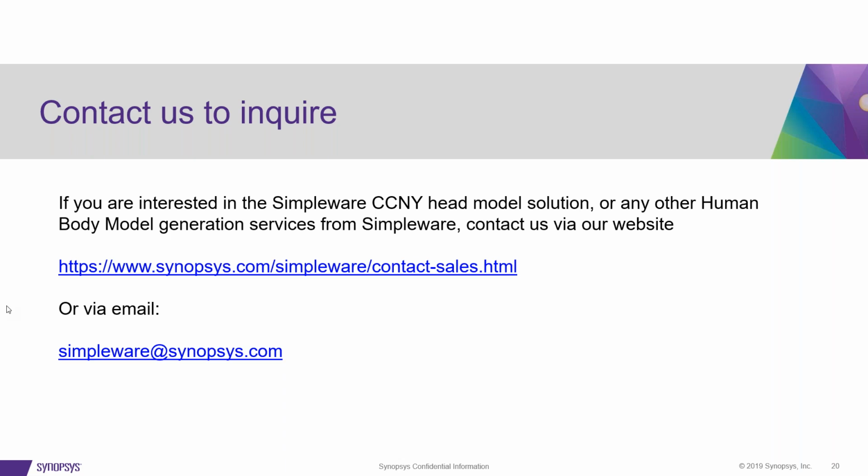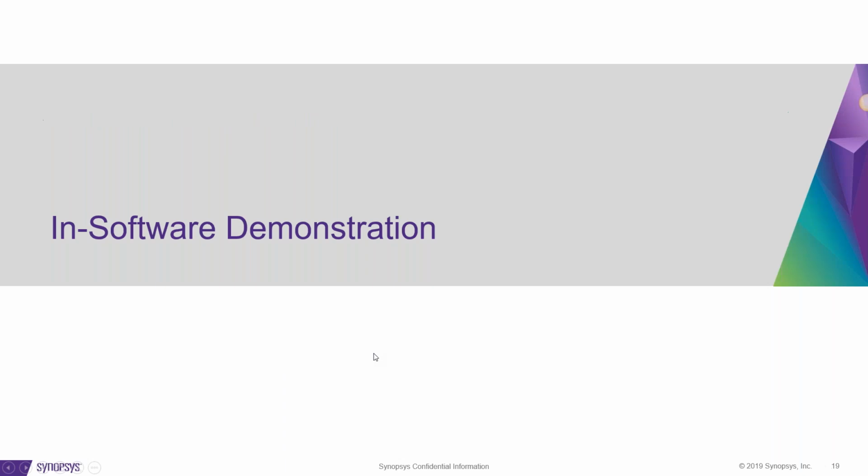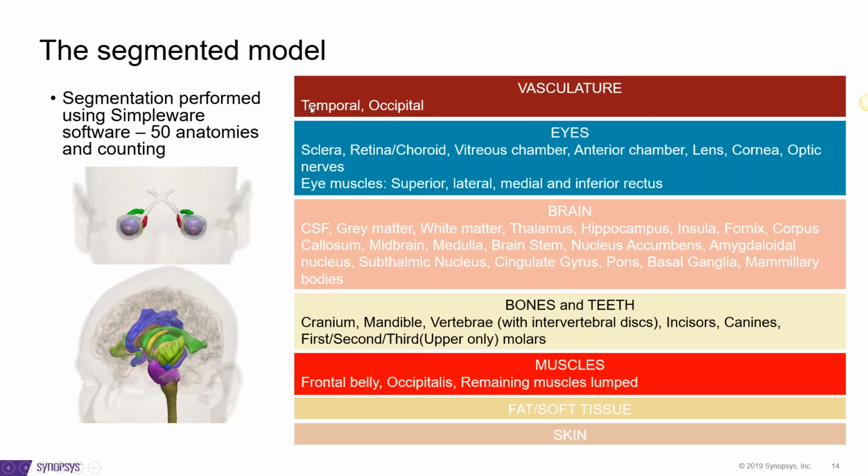Are the vessels included in the model? Yes, the vessels are included. The extent of those vessels at the moment is, I think if I go back to this slide, we just have the temporal and occipital vasculature currently, but there is again potential to add in more vasculature. There is more visible in the model than we've currently got segmented. So if that's a requirement for you, we could certainly look at adding that in to your version of the model.